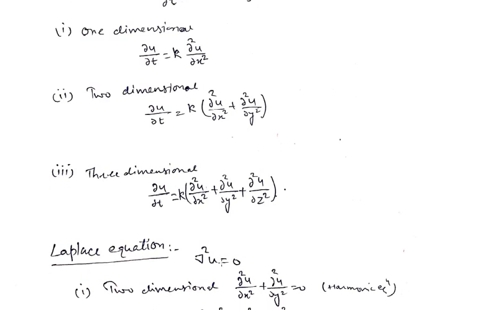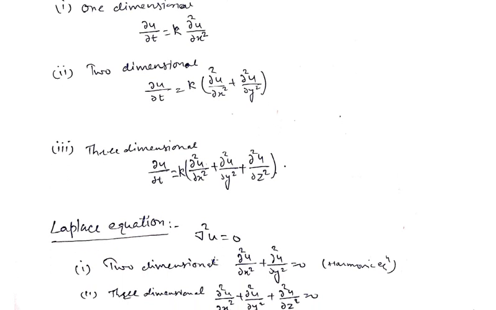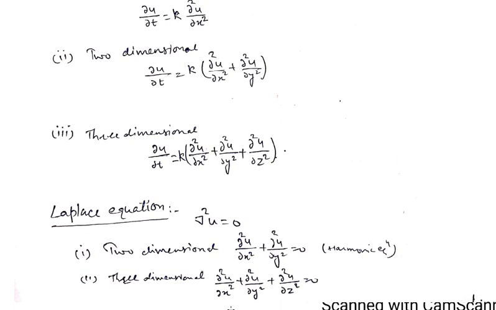And the third special equation is the Laplace equation. It's given by del 2u equals 0. In two-dimensional space, it is given by del 2u upon del x square plus del 2u upon del y square equals 0. This is also known as the harmonic equation. And in three-dimensional space, the Laplace equation is given by del 2u upon del x square plus del 2u upon del y square plus del 2u upon del z square equals 0.